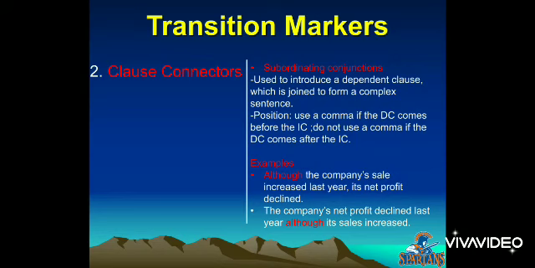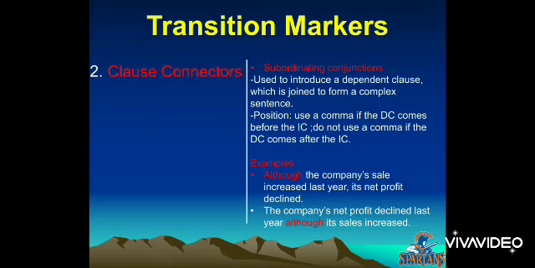More examples of clause connectors, for example, subordinating conjunctions. Subordinating conjunctions are one type of conjunction, right? They are used to introduce a dependent clause, which is joined to form a complex sentence. Use a comma if the dependent clause comes before the independent clause. Do not use a comma if the dependent clause comes after the independent clause. Look at the example below.